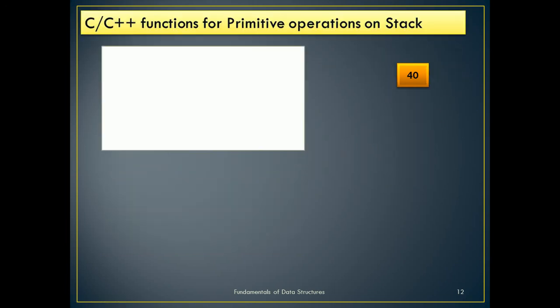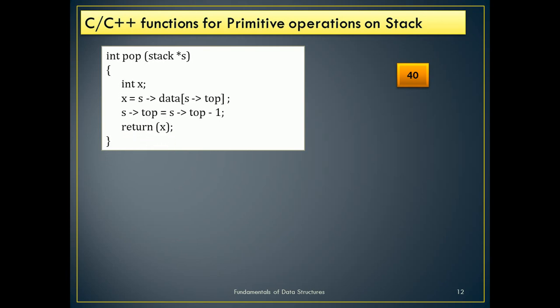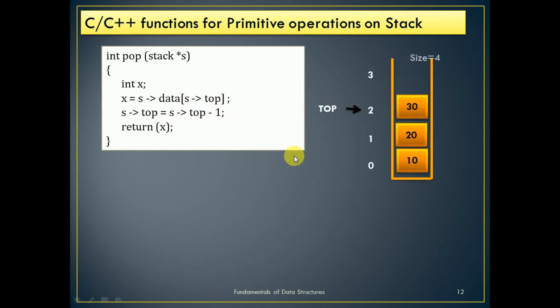Then the next one is the pop function. The pop function is used to delete an element from the stack. For that purpose, we have to decrement the value of the top. That is X is equal to S points to data of S points to top. Means the data element that is present at the top, you must store into some variable, that is X, and then decrement the top value, that is top is equal to top -1, and return the X.